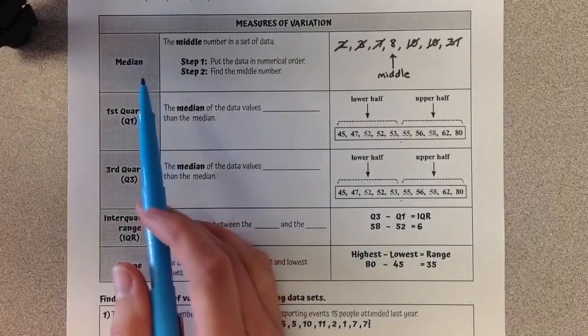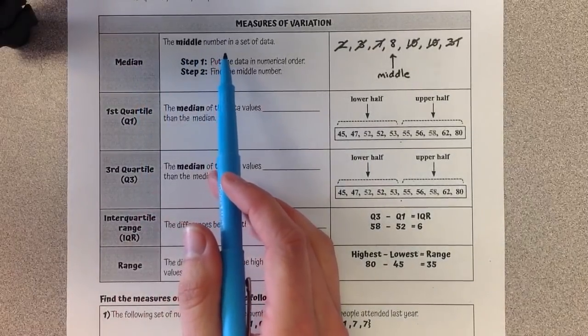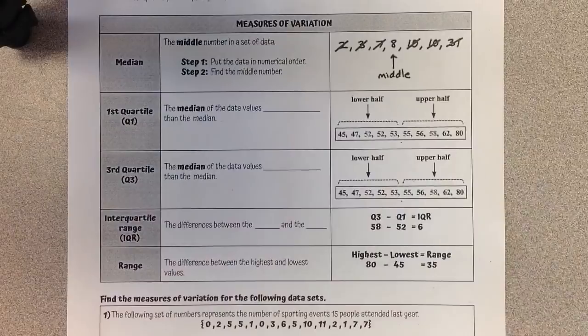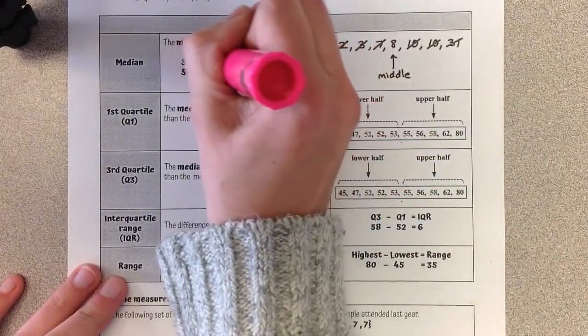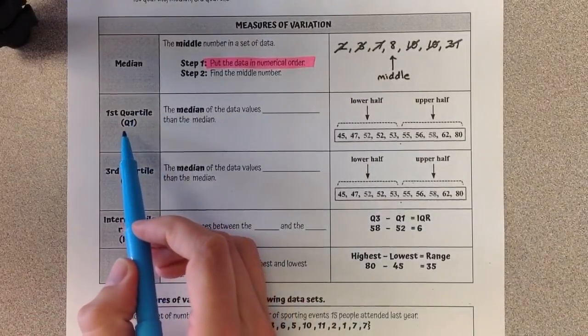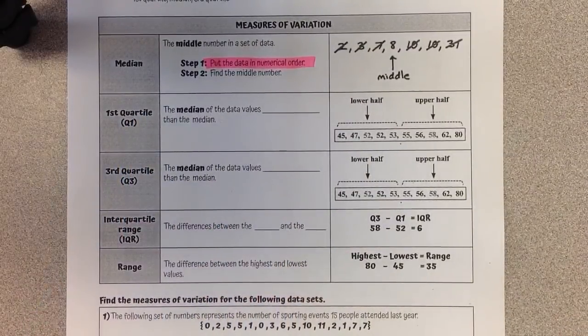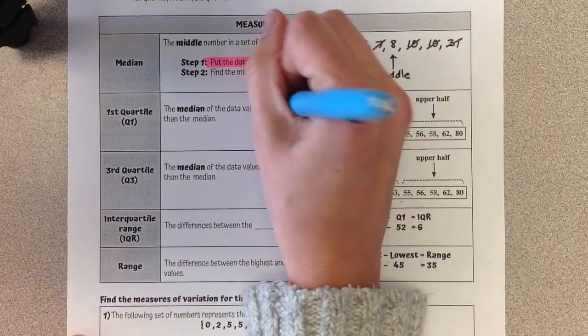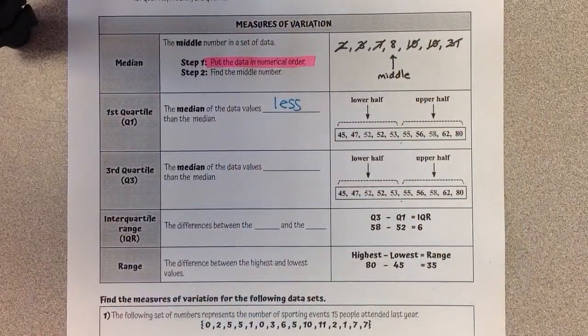The median we already talked about. It's the middle number in the data set. The most important part here is that we have to put the data in numerical order. Okay, then the first quartile, which we're going to refer to as the Q1, is the median of the data values less than the median. So that's kind of confusing, but let's look at this picture here.